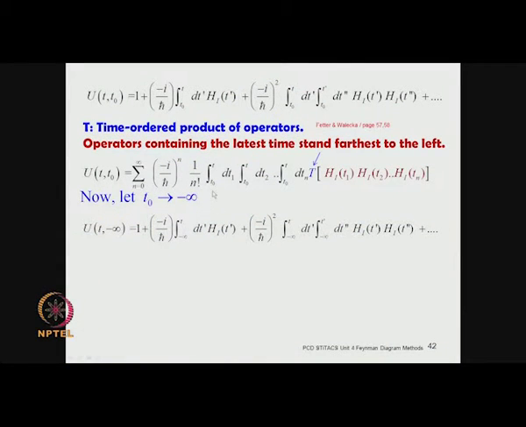So, we now let t0 go to minus infinity. So, all the lower limits which were written as t0 over here are now written as minus infinity. Look at it over here, look at it over here, look at it over here, all the lower limits are now minus infinity. So, that is what we have done first.